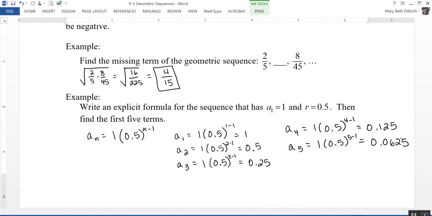So in this section, we took a look at geometric sequences and the formula that we can use to find them, and also discussed the geometric mean, how to write an explicit formula, and then find the nth term.